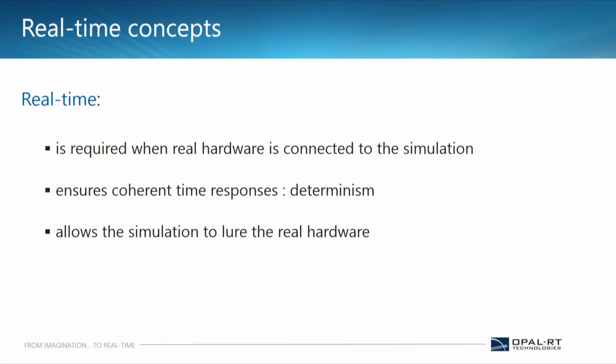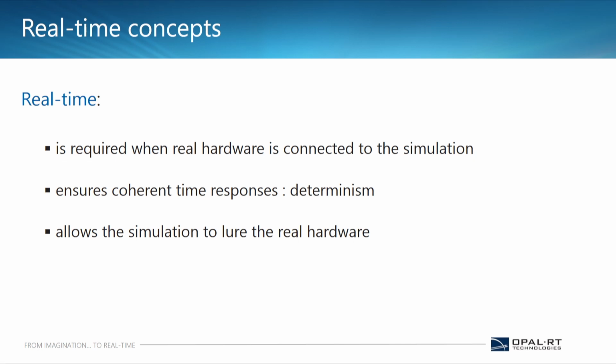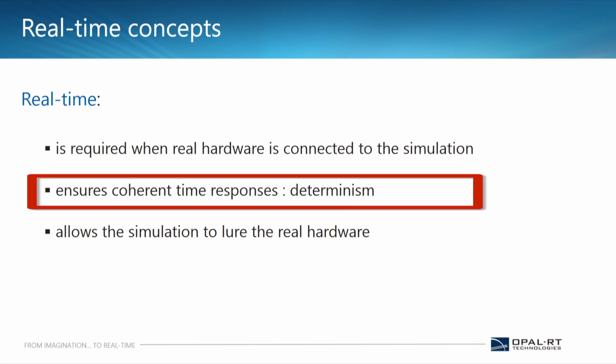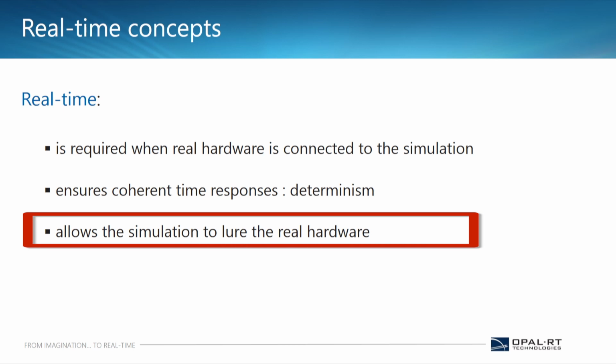The real-time simulation is required when the real hardware is connected to the simulation platform. Otherwise, it ensures coherent time response; as I said, determinism is obtained with real-time simulation. Then the third advantage is it allows the simulation to lure the real hardware. That means even if you don't have a relay, we can take a protection logic and run it inside the real-time platform simultaneously with a power system network. So you are luring an entire power system network along with a hardware relay.